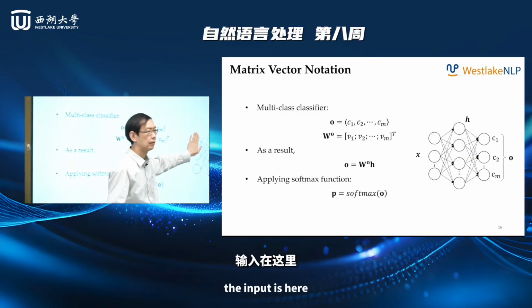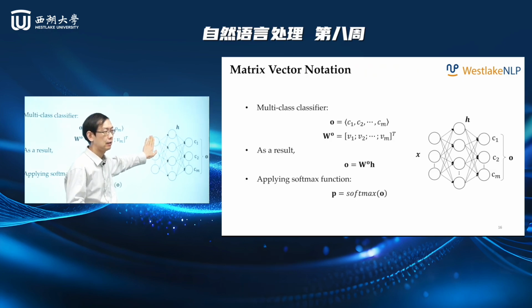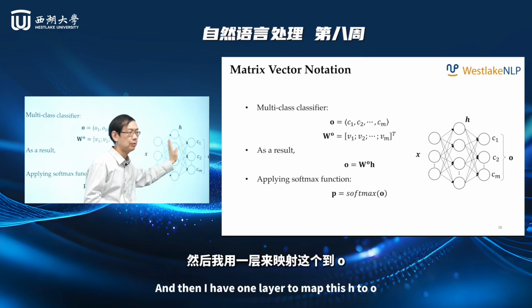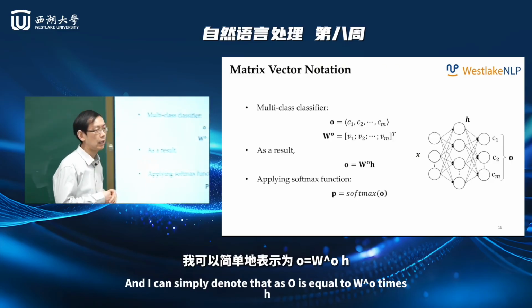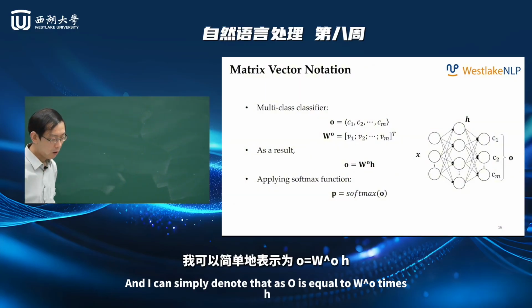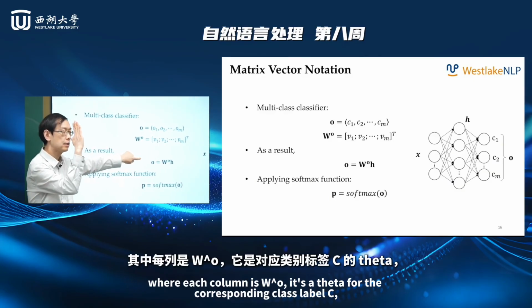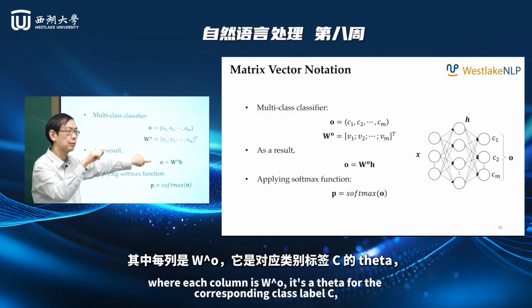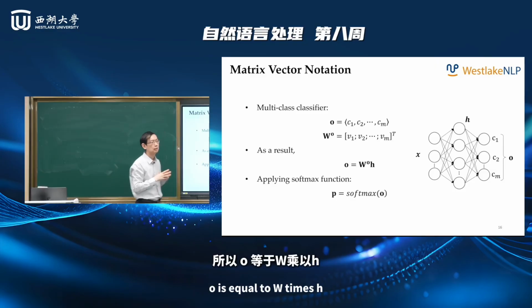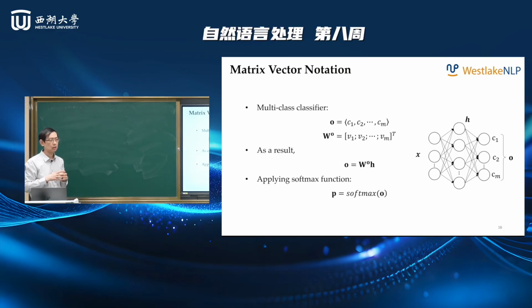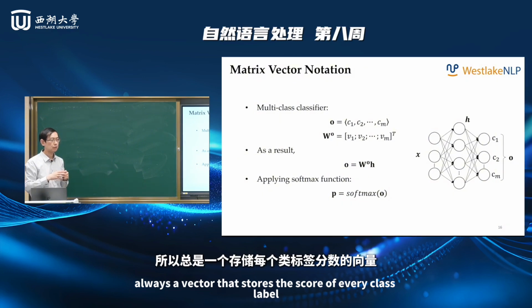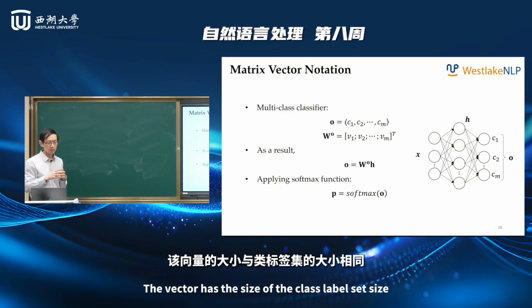So the input is here, H. It used to be phi, right? And then I have one layer to map this H to O, and I can simply denote that as O is equal to W_O times H, where each column in this W_O is a theta for the corresponding class label C, right? So O is equal to W times H. O is a vector that stores the score of every class label. So the vector has the size of the class label set size, right?